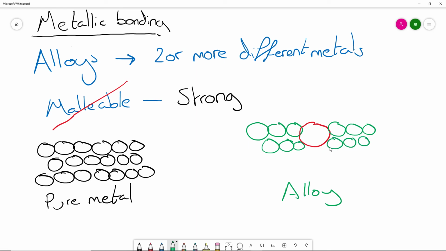These layers can't slide as easily anymore because the alloy is stopping any movement of the layers. And that's what gives it that strong structure. The layers can't slide anymore, therefore making alloys strong. So when we have strong metals, we have combined 2 metals together to get that. Things like steel. That is an alloy because it is combined together two different metals and makes it very strong.